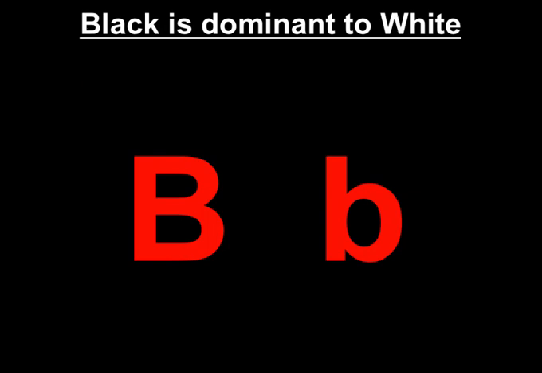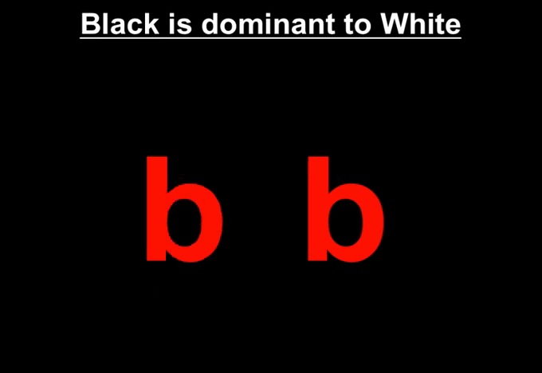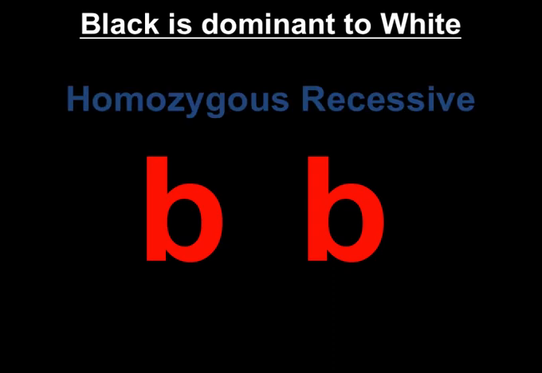Now let's say instead I have 1 big letter and 1 little letter. We're going to call that heterozygous, hetero meaning different. And I still have 1 big letter, and that's all I need, because as long as I have 1 dominant, it's always going to show up with the dominant phenotype, which is black. And then finally, if I have 2 little letters, that's called being homozygous recessive. Again, they're the same and they're both recessive, and this is the only way that I'm going to get the recessive phenotype, which in this case is white.